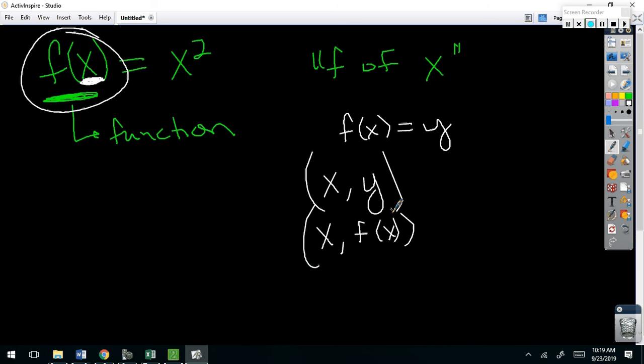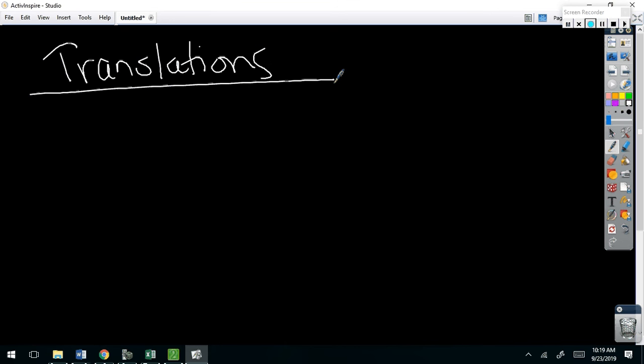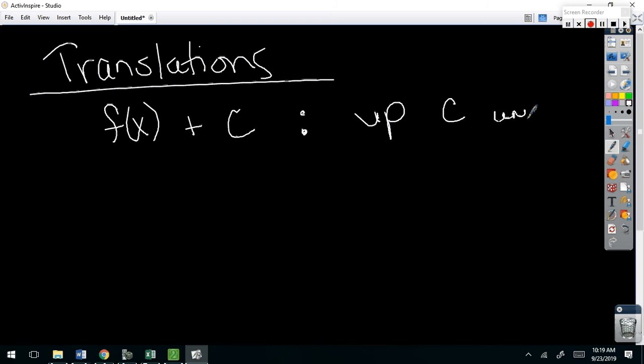All right, so let's talk about translations first. What are translations? Slides. That's right, slides. When you move it, when you slide it. If I start out with f of x, and to that I add some value c, so to the whole function, not just to x, but to the whole thing, that tells me that it is a translation up. So this would move up c units.